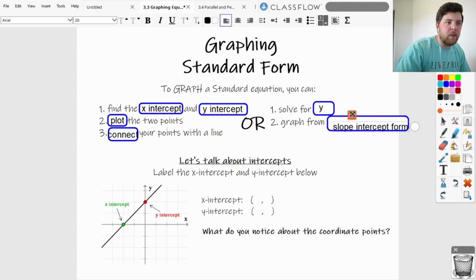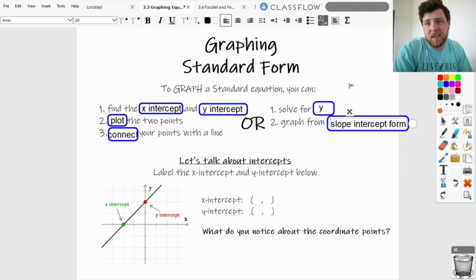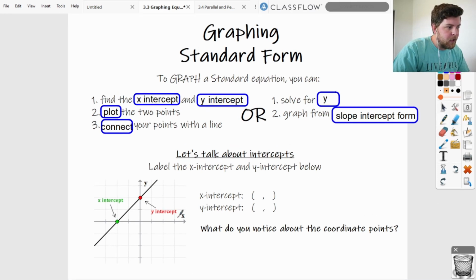Okay, that's always an option on pretty much any of these. When in doubt, turn it into slope-intercept form and graph it from there. Okay, if I'm looking here, this x-intercept is where it crosses the x-axis, the y-intercept is where it crosses the y. So this x-intercept is really this point, (-2, 0). And this y-intercept is (0, 2).